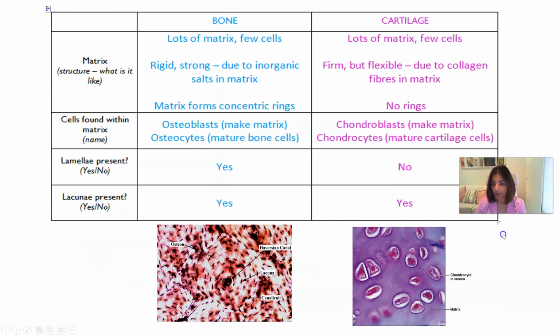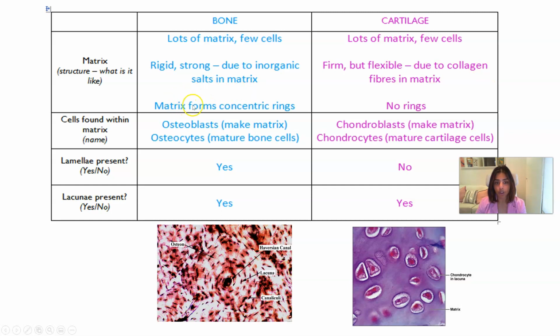Okay, so now that we've talked about the different types of cartilage, let's have a look at the differences and similarities between bone and cartilage. So both of them have lots of matrix, that's that background material with cells scattered in them. Bone, on the other hand, is rigid and it's strong due to those inorganic salts, so that's the phosphate and the calcium in that matrix, whereas cartilage is firm but has a degree of flexibility, and this is due to the collagen fibers within that matrix.